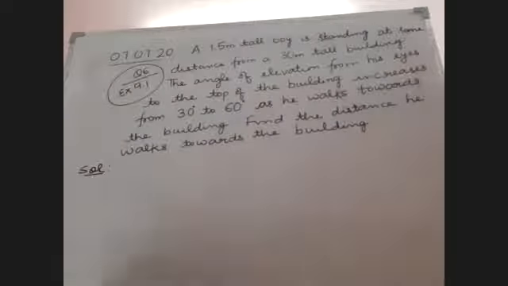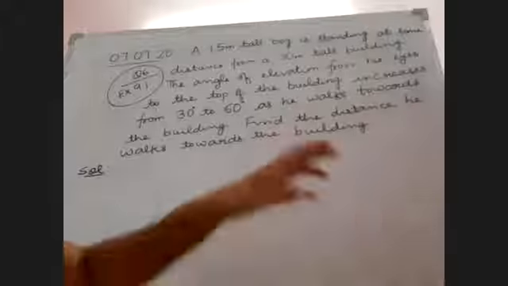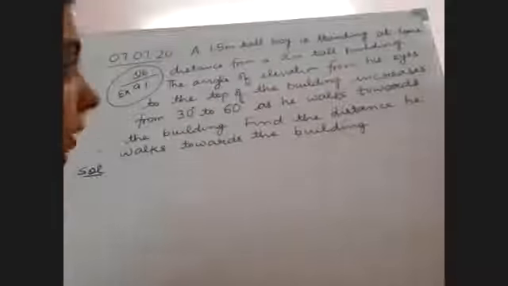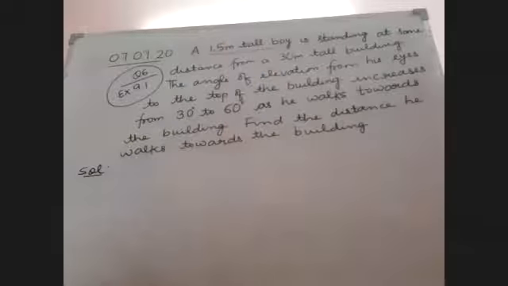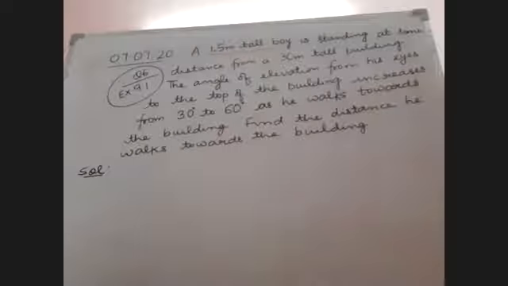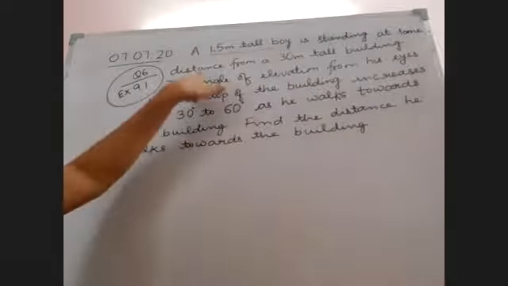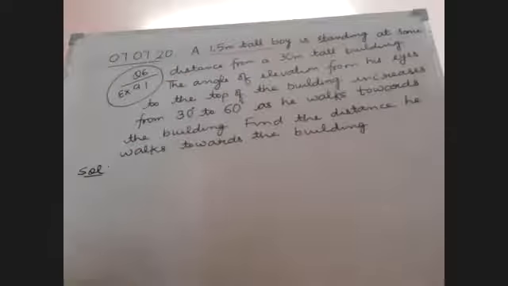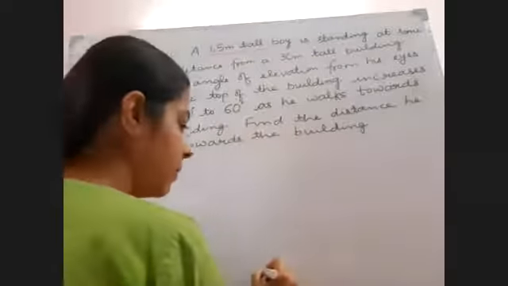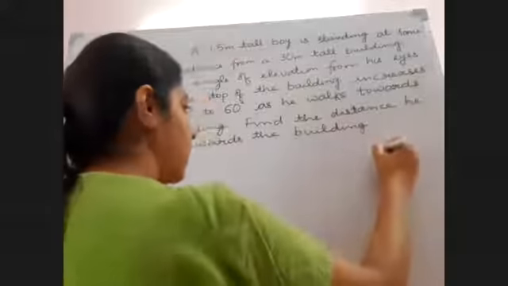We are given a 1.5 meter tall boy. Again, remember, the height of the boy is mentioned, so the point is not on the ground. He is standing at some distance from a 30-meter tall building. So what I have understood as of now is that there is a building.